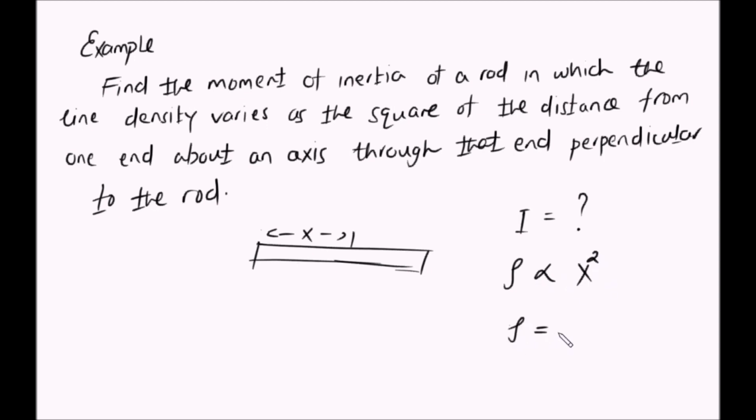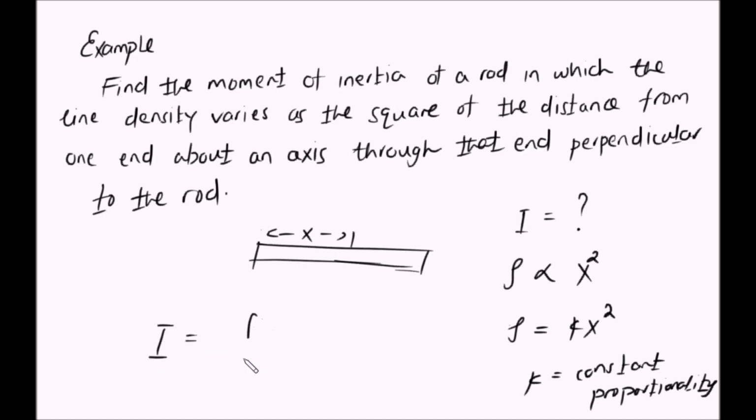Kwa hiyo kumbe line density itakuwa ni sasa na nini? K x squared, where k is what? Kwenye ile topic ya mathematics tulikuwa tunaita k, ile topic ya form 3 ya roots and variation, tulikuwa tunaita k ni constant of proportionality. K. Kwa hiyo ni to find the moment of inertia. Sasa formula naijua. Moment of inertia tumesema ni sasa na nini? Integrate from 0 to L, chukua rho x squared dx. So tafute basi moment of inertia.